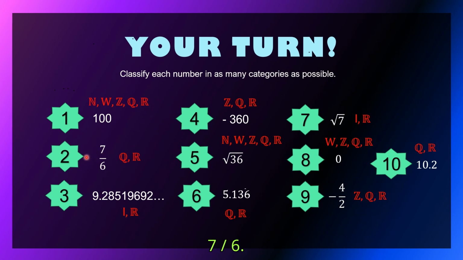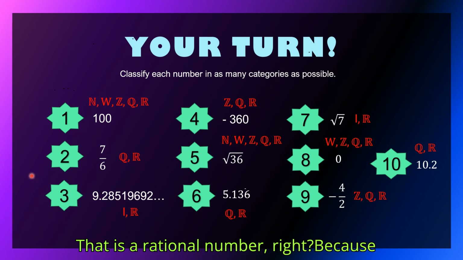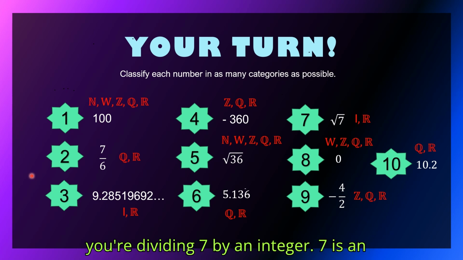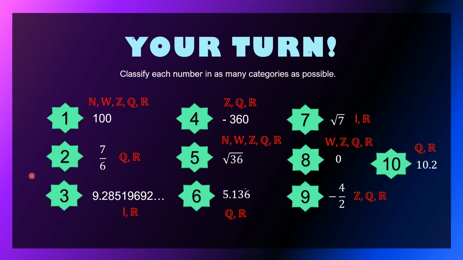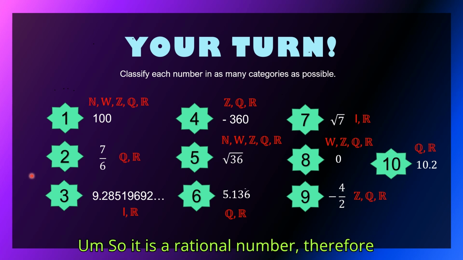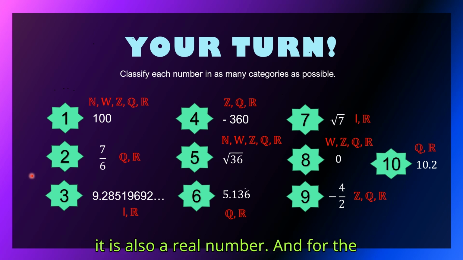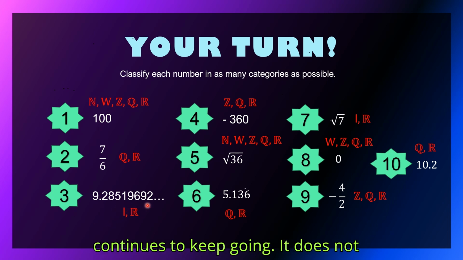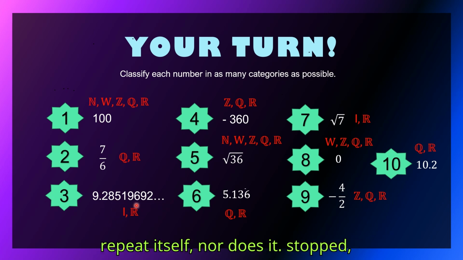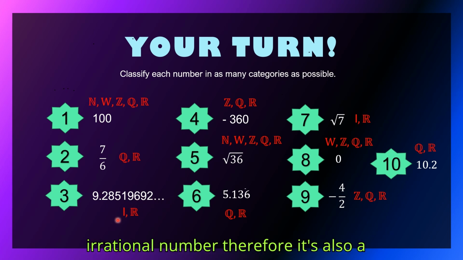Next, we have 7 over 6. That is a rational number, right? Because you're dividing 7 by an integer. 7 is an integer divided by another integer, 6. So it is a rational number, therefore it is also a real number. And for the third one, 9.2, and this number continues to keep going. It does not repeat itself, nor does it stop, right? So it keeps going, right? So it's an irrational number, therefore it's also a real number.